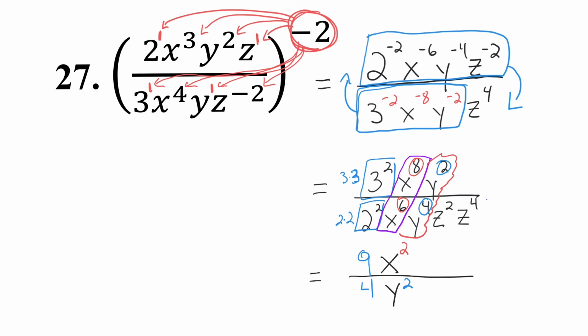And for the z's, they are side by side, which means they're multiplying. So you keep the z on the bottom, and here you're going to add, because you're multiplying the same bases. You add the exponents. 2 plus 4 is 6. So my answer is 9x squared over 4y squared z to the 6. We cannot do anything else because the bases are not the same. 9 over 4 you cannot reduce.